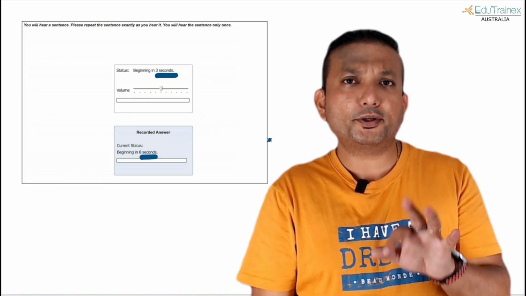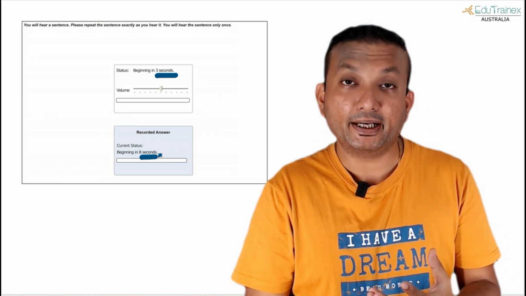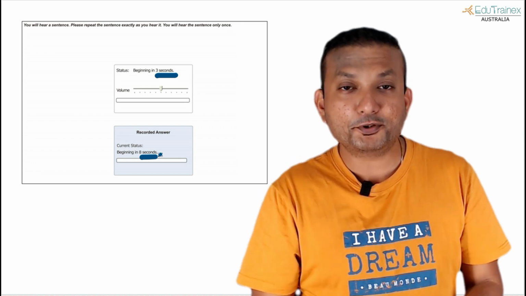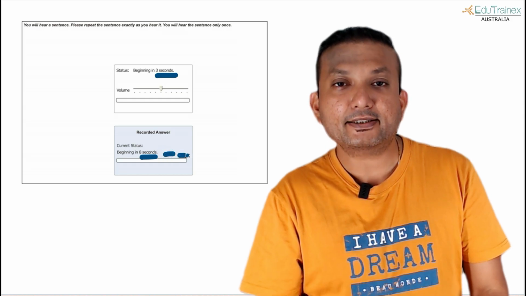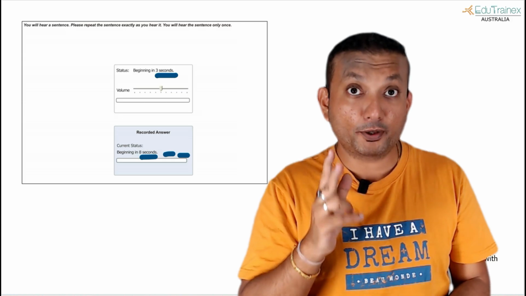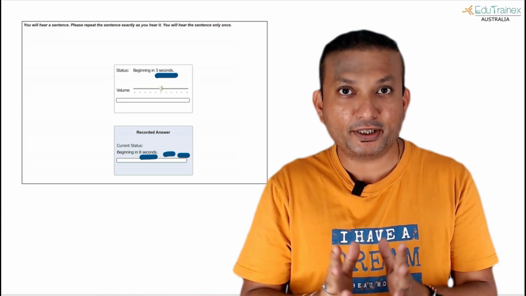So after 3 seconds, the audio player will be playing the audio, and after 8 seconds the recorder will begin. That means 8 minus 3, 5 seconds, is the length of the audio. If you see any length like 9 seconds or 10 seconds here, you have to understand that this is going to be a longer audio. And if you see 6 seconds or 7 seconds, then it's going to be a very short audio.